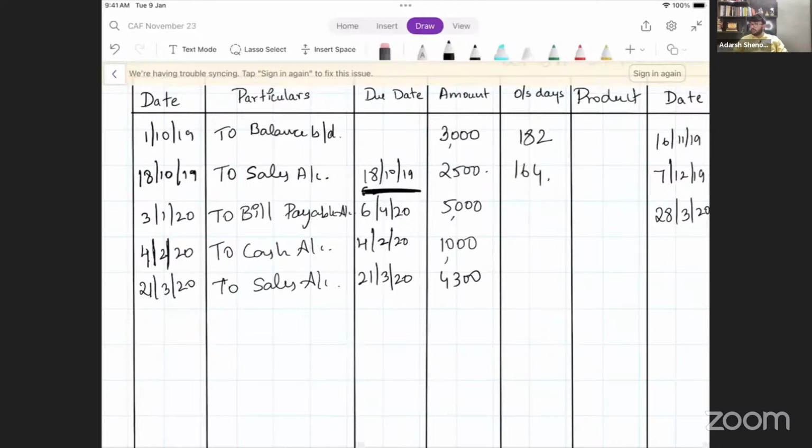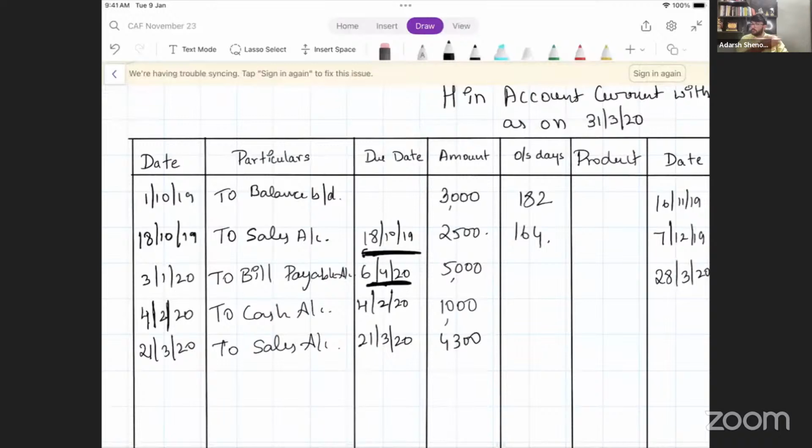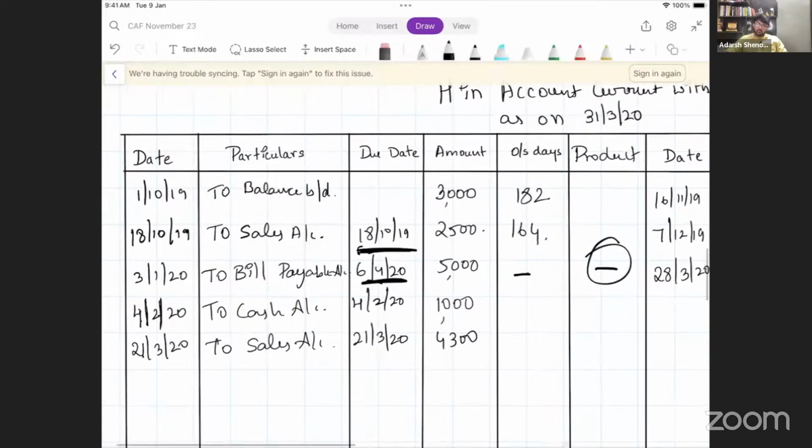Next one. See this. Next one is 6/4. Now, generally the date comes before 31/3, right? Before 31/3, the due dates come. But here it is after the account current date. It is on 6/4, April 6. So we don't write it over here. We call this a red ink interest. We write the product on the opposite side for this. So just leave it empty over here.